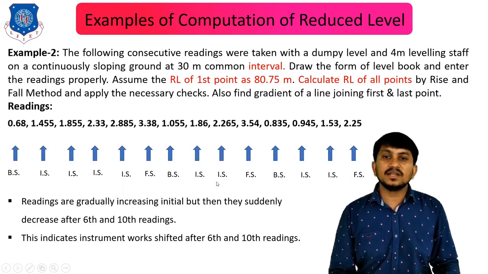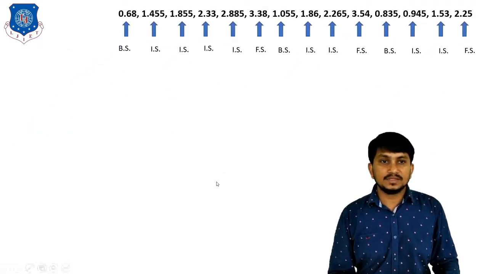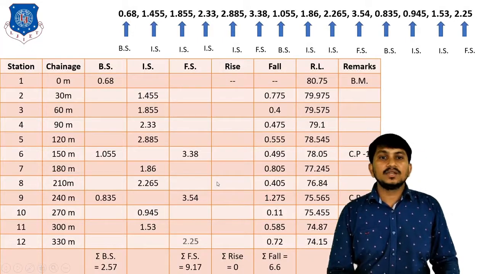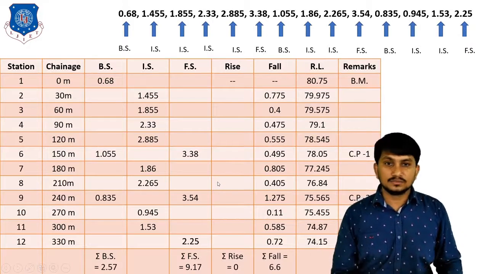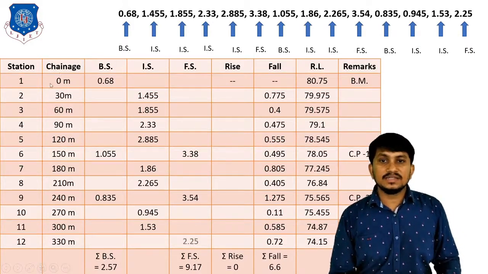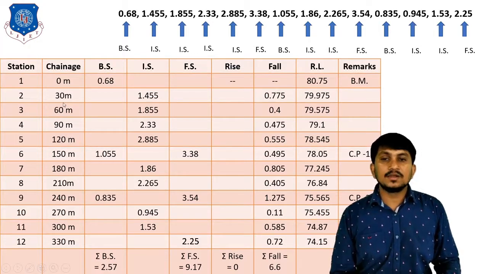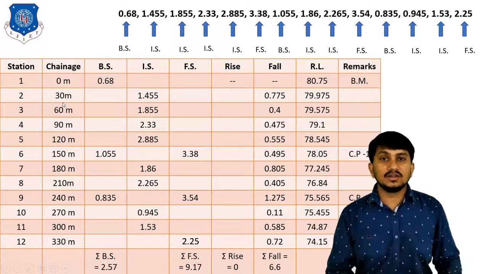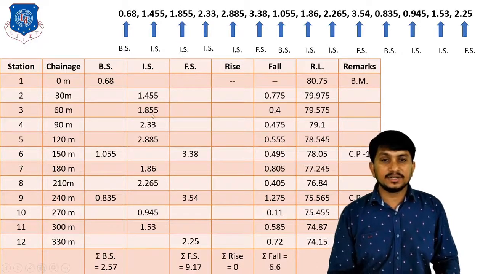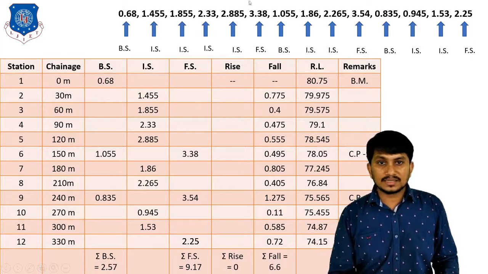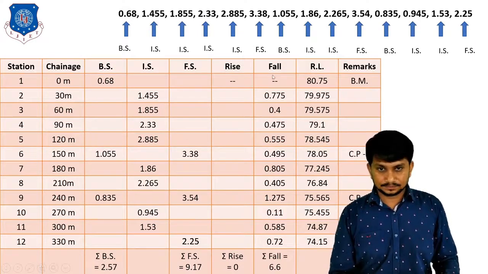After naming the readings we have to prepare the table. Because the rise and fall method is given in the example, we have to prepare the table of rise and fall. The first station is at 0 meter. The reading is 0.68, which is BS, so it is written in the BS column. The second station is at 30 meter, because the interval of 30 meter is already given in the example. The second reading is IS, so it is written in IS. The third reading is IS, so it is written in the IS column. Fourth is IS, fifth is IS, sixth is FS.